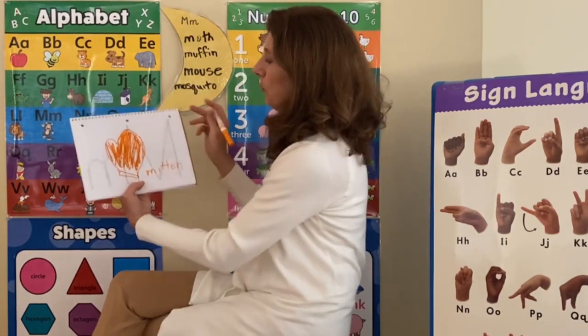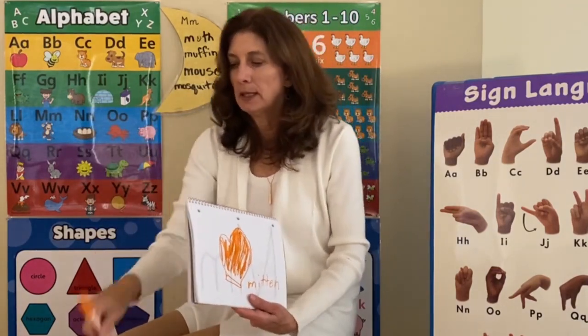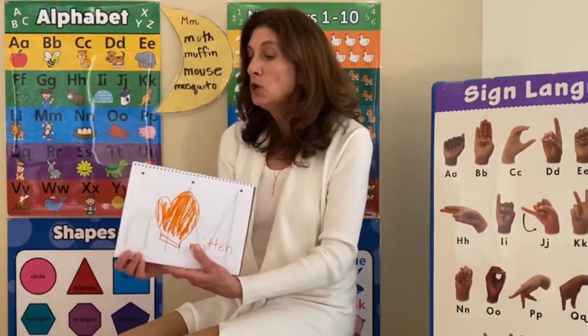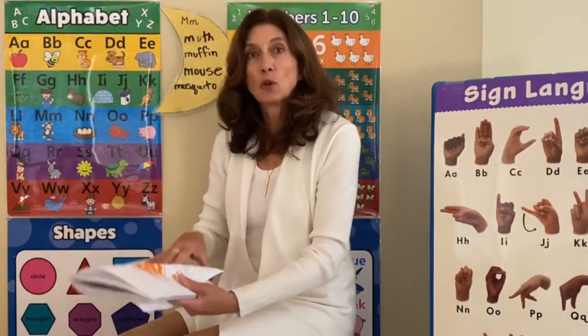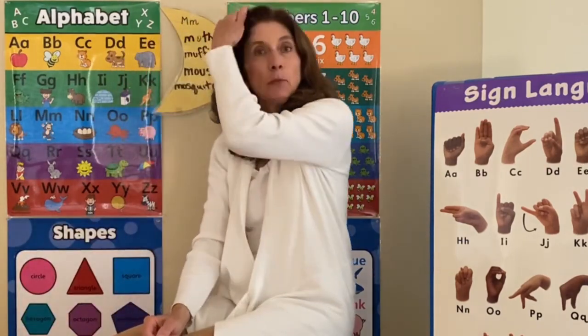You can have a grown-up write whatever you draw on your picture. It doesn't have to be a mitten. It could be anything you want. You could draw the moon. You can draw any other picture we saw in there. So that's our rainbow writing.